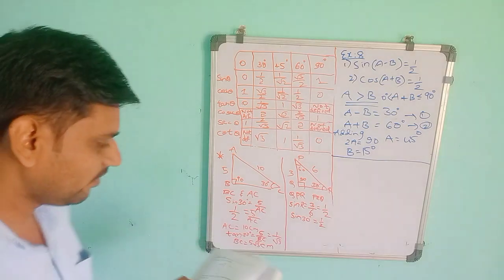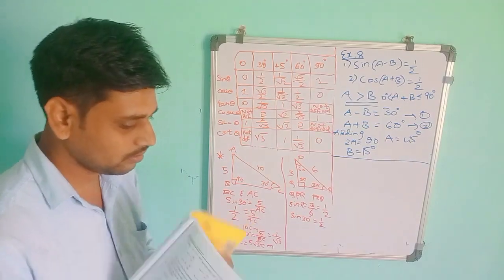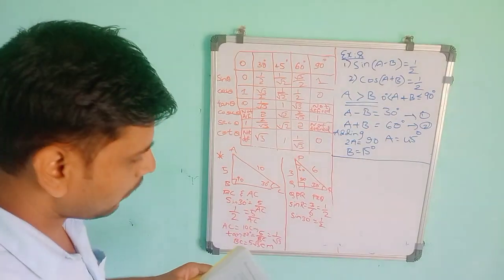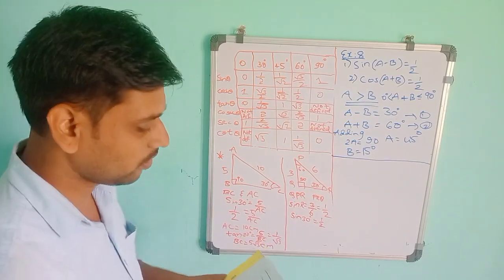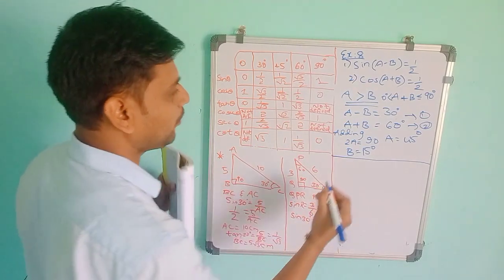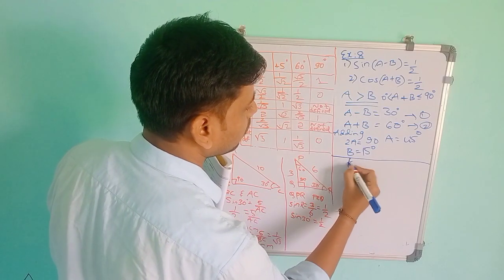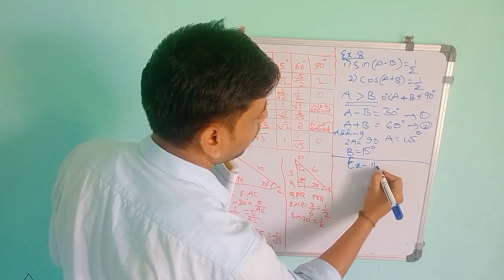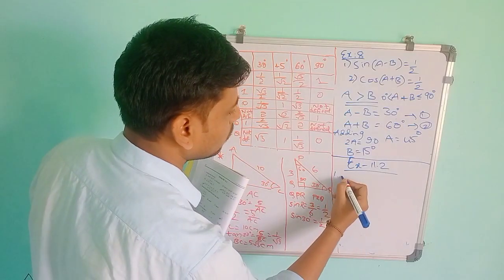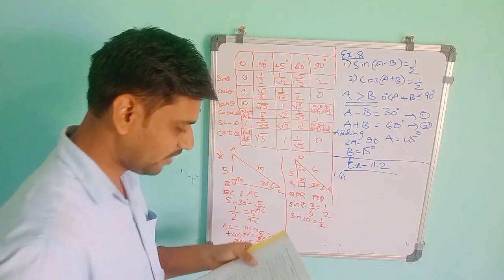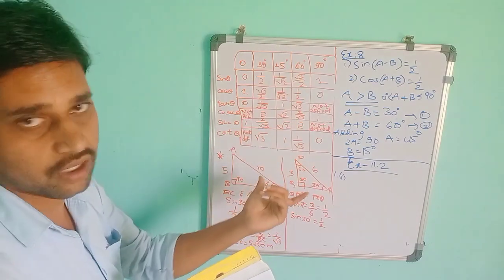So these are the examples. Next, based on this formula only we have to simplify this exercise. They given in exercise 11.2. In that, first, mainly there are 5 problems. In that, all are based on these values only.